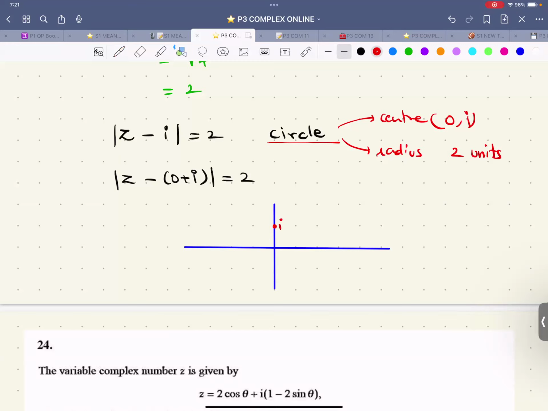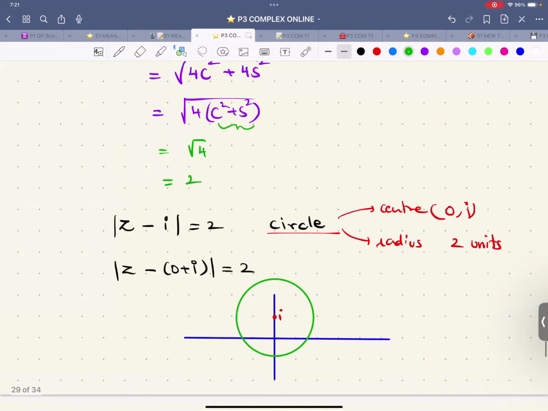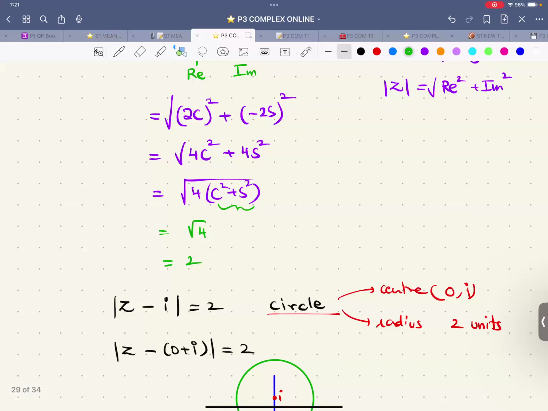So let me just draw a circle a little bit bigger, something like this. Okay, so that's how this thing is drawn. That is this part. So all good, all clear.